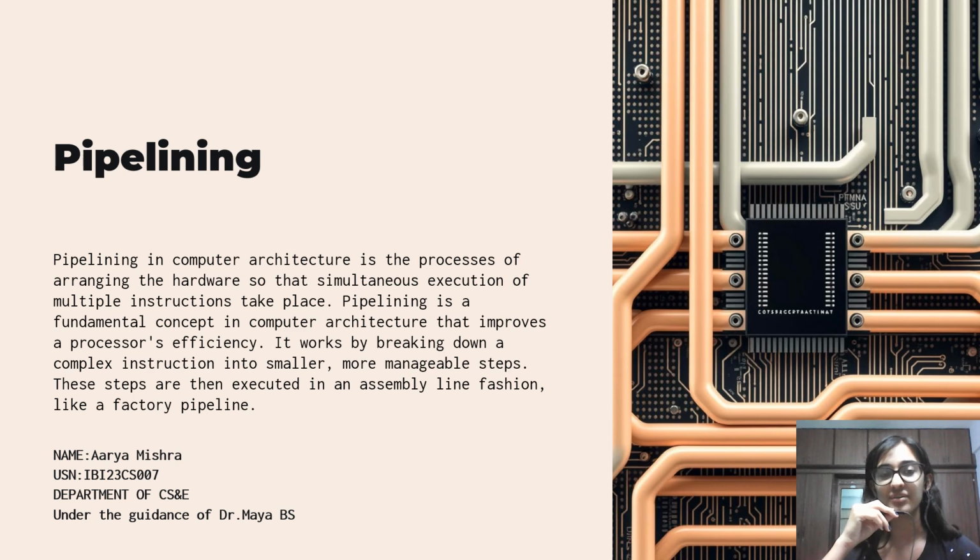I'm here today to talk about pipelining in computer organization or computer architecture. Pipelining is the process of arranging the hardware so that simultaneous execution of multiple instructions takes place. What that means is that we can arrange two or more processes to run concurrently so that it takes up less time. In simple terms, let's imagine a restaurant.